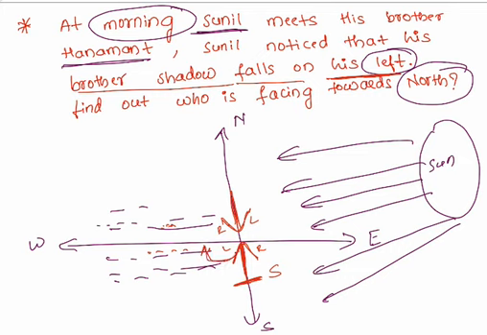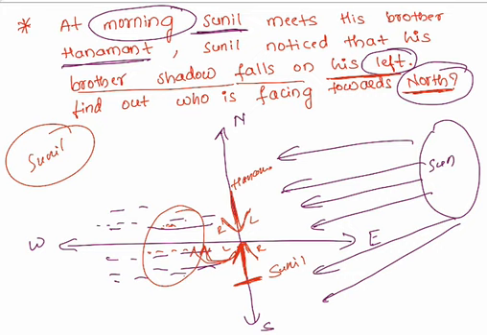Here Sunil's shadow is on the left. Here is Hanumant, and this is Sunil. The shadow of both people is on the left of Sunil. Find out who is facing towards north. Who is facing towards north? Sunil is facing towards north. The answer is Sunil. You understood it?